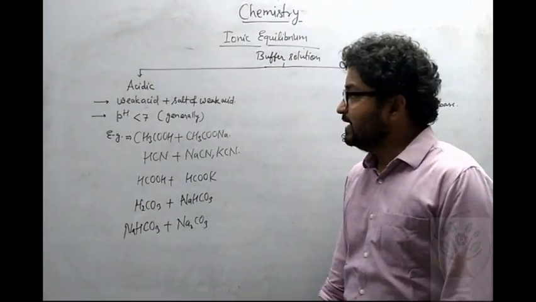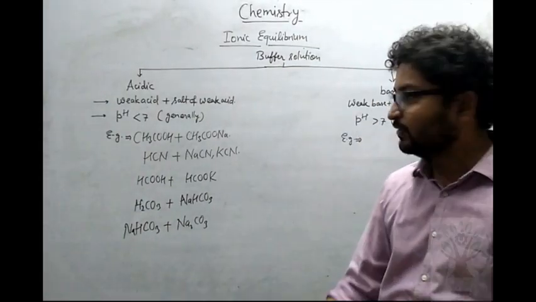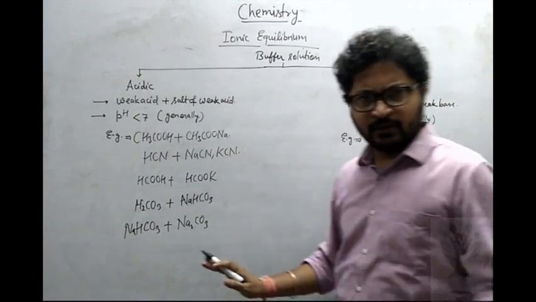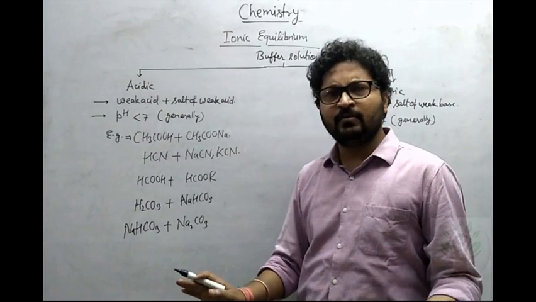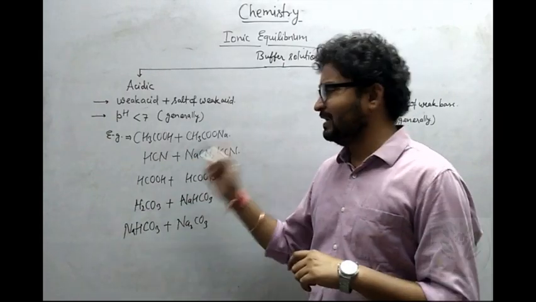You're getting the same. Means acid and its conjugate base. Acid and conjugate base. Don't worry about this Na. Na has no role in water. Na has no role in ionic equilibrium. It is just a counter cation. Every anion requires a cation. That's why Na plus comes.